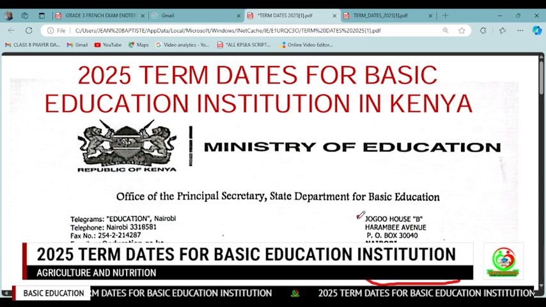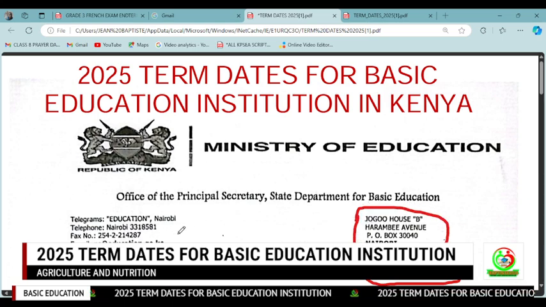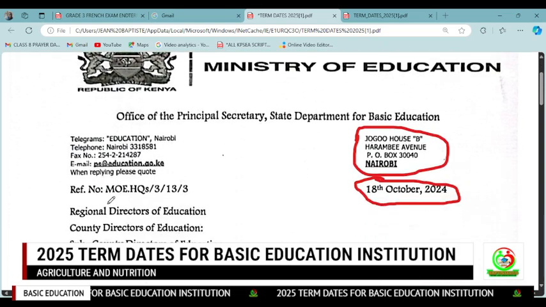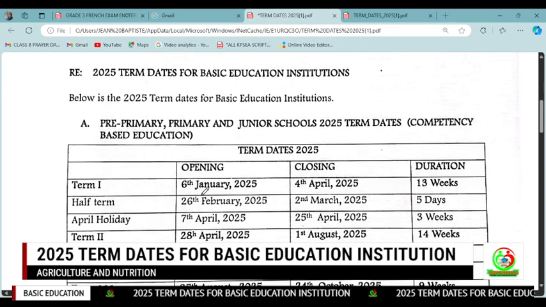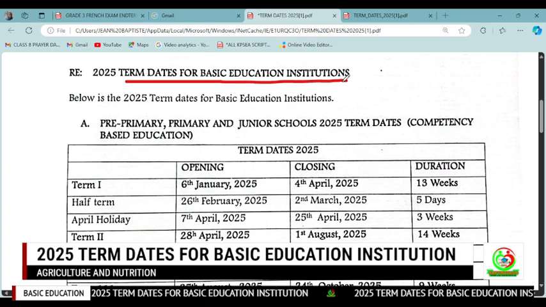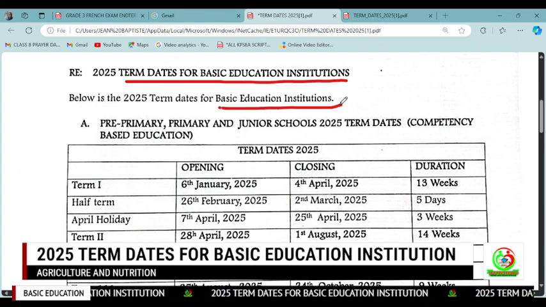It was from Jogoo House. It's not my thing, it's from the government. So this is how the calendar will be next year, starting from January. The reference is 2025 term dates for basic education institutions. Below are the term dates of basic education institutions.